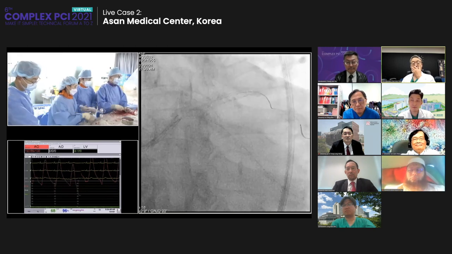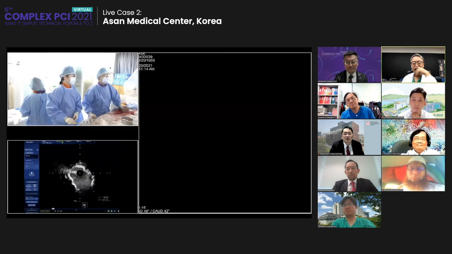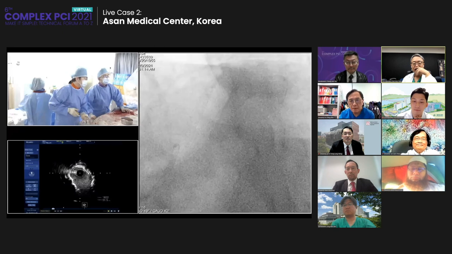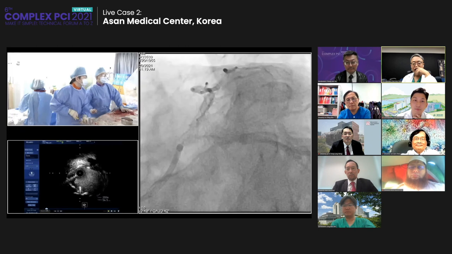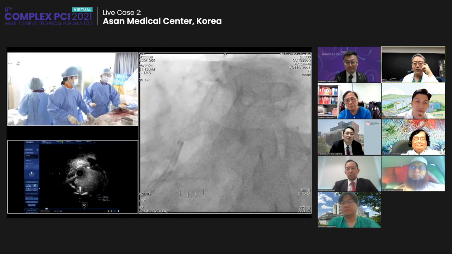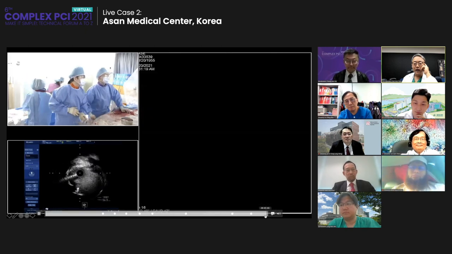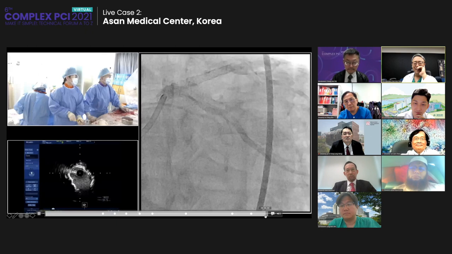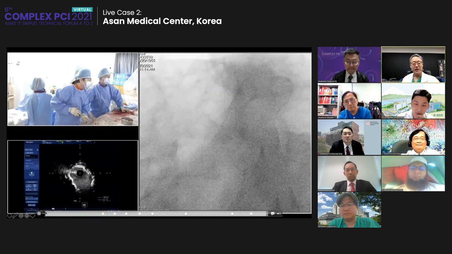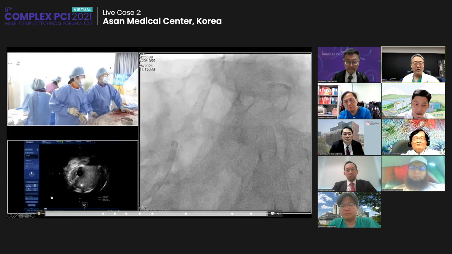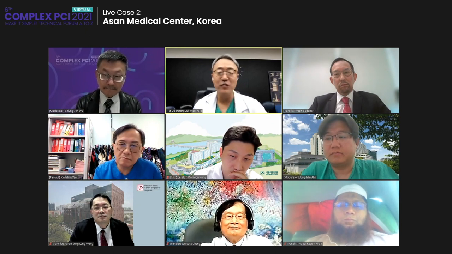And then we remove it. We're going to check the final angle because there's still some eccentricity in the left main, in the shape on the angiography. Okay, got it. Not so good, but in IVUS, it was widely opened. Okay, this is the final view. Spider view and caudal view show that it is widely open. This is the final result. It was widely opened.